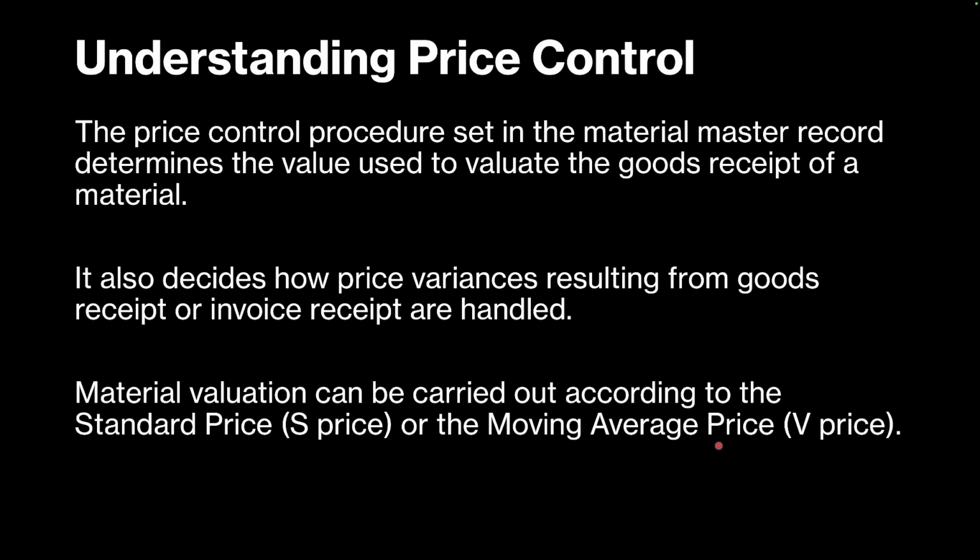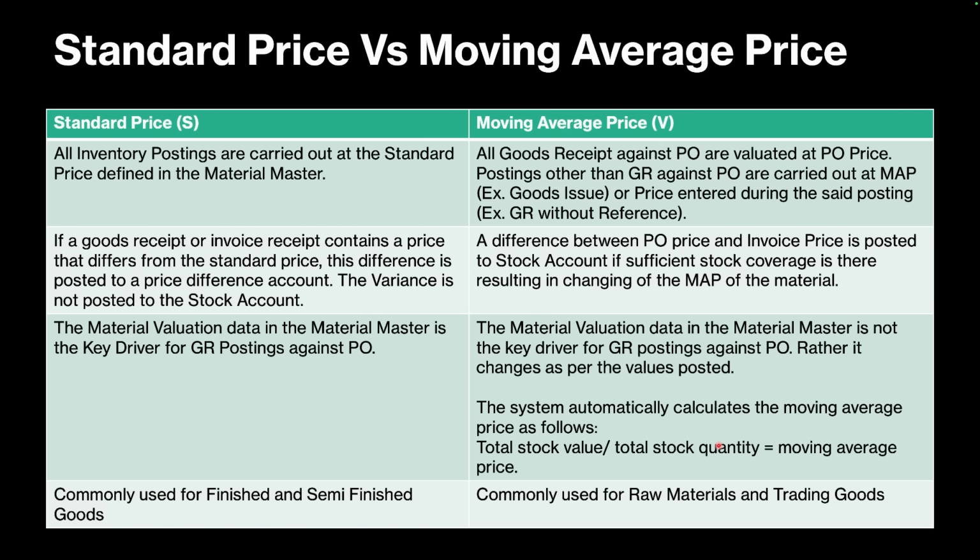Let's say that you have purchased a material at a particular price. You do the goods receipt, but when the vendor raises the invoice, there is a variance between the PO price and the invoice price. And if you accept that variance, then where that variance amount is to be posted is also decided by this price control. We'll see in the subsequent slides how this setting of price control manages these activities. So let's understand the key differences between the standard price and moving average price control.